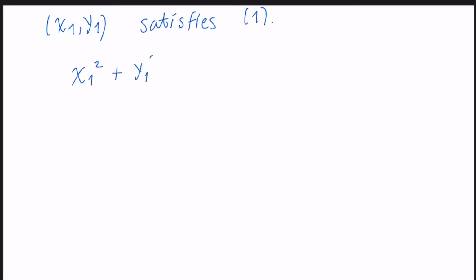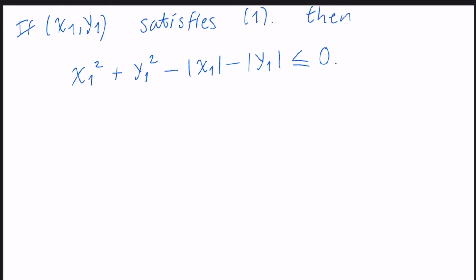At first, let's suppose that we have a point, let's say (x1, y1), that satisfies inequality 1. Then what does it mean? It means that x1 squared plus y1 squared, and I will take everything to the left-hand side, minus the absolute value of x1 minus the absolute value of y1 is less than or equal to 0. So if (x1, y1) satisfies 1, then we will have this inequality.